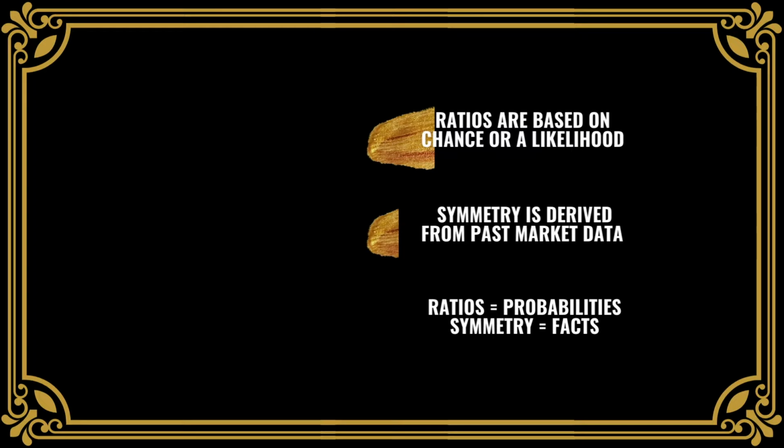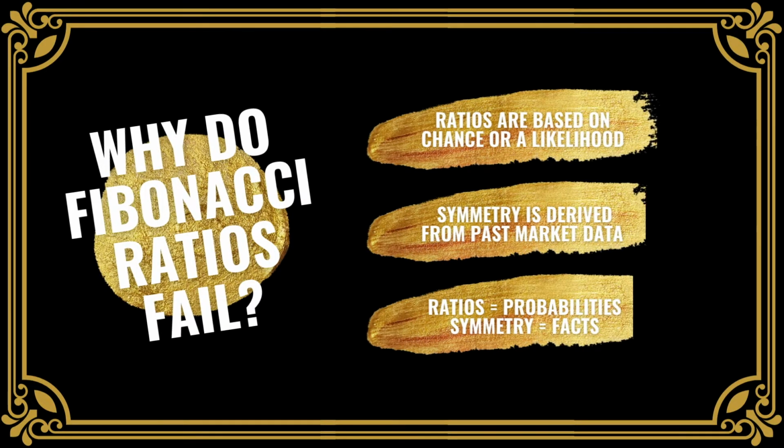Fibonacci ratios fail by themselves because they need other variables. Fibonacci ratios are based on likelihoods, or a chance something likely is going to happen. Symmetry is different. It's based on facts. It's using real past market data. Now let's take a look at both of them in conjunction.